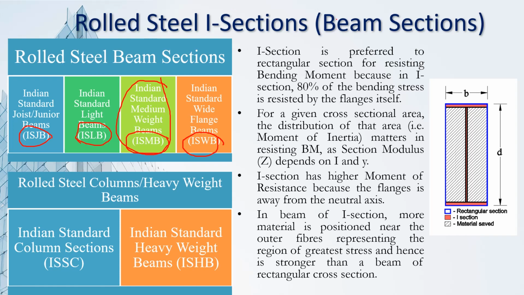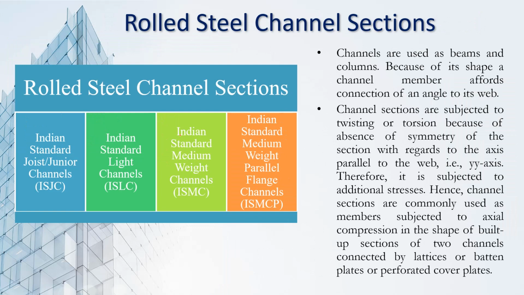So when we define for beam section, then we will define these ISMB sections. Here B stands for beam here. Similarly, if it were a C section or a channel section, then we will use this ISMC section. Although we have this same ISJC, ISLC, ISMCP, we will use this medium weight channel sections. The C represents channel, so we will use ISMB section.